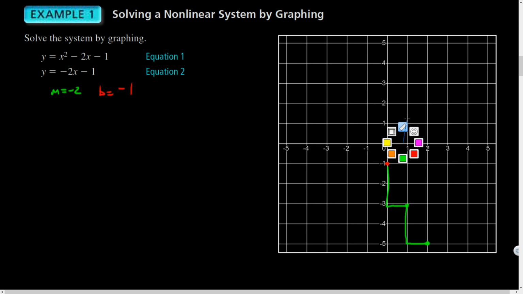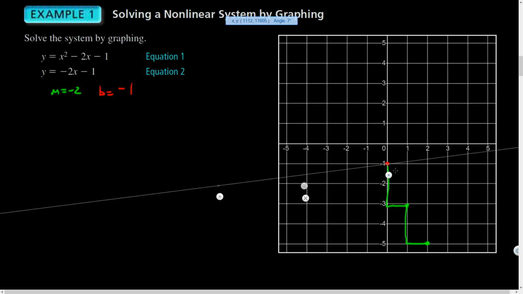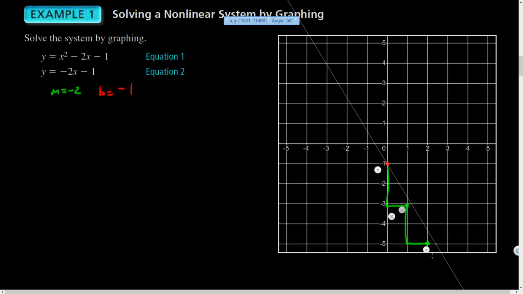Do I have my line tool equipped? I haven't drawn lines in so long. Wow, we've been doing quadratic stuff for so long, I haven't needed the line. And so, oh, let me make this purple. And so here's the line.